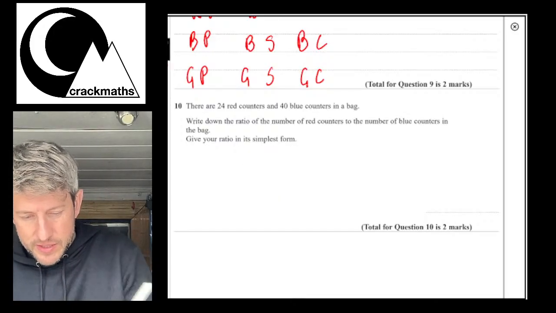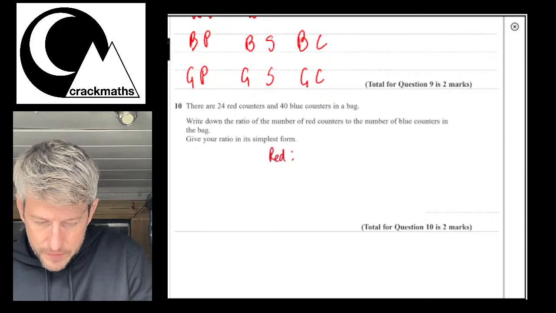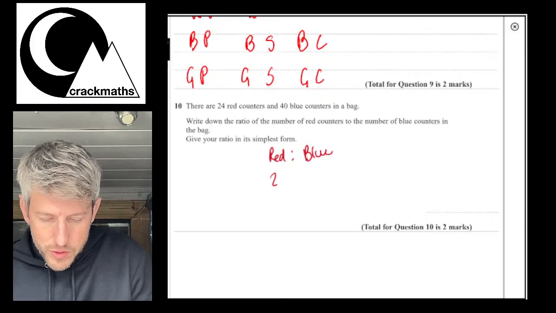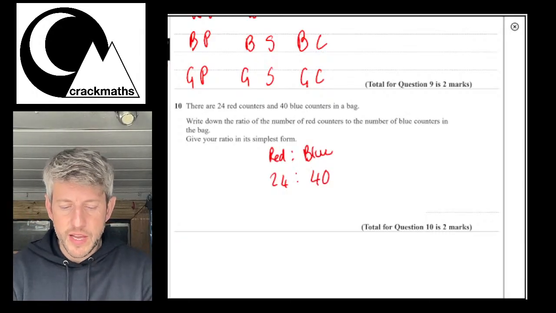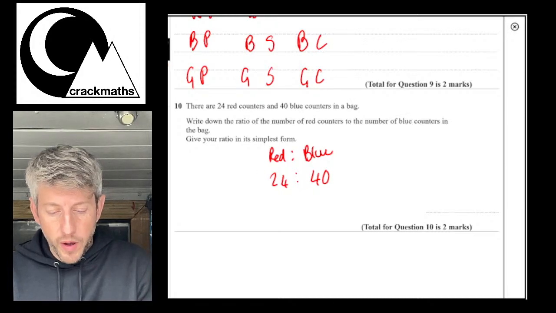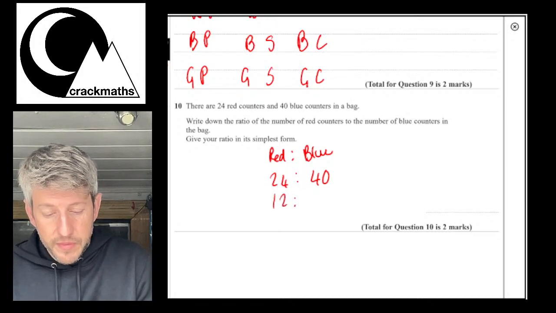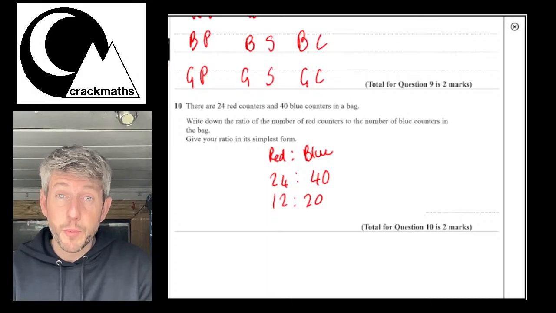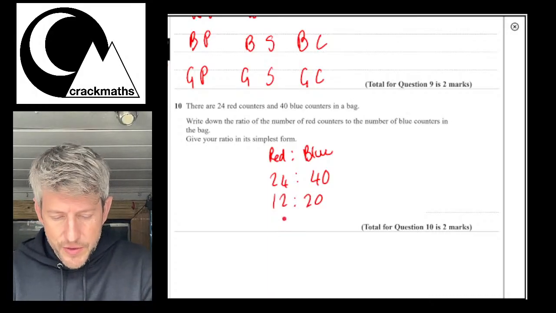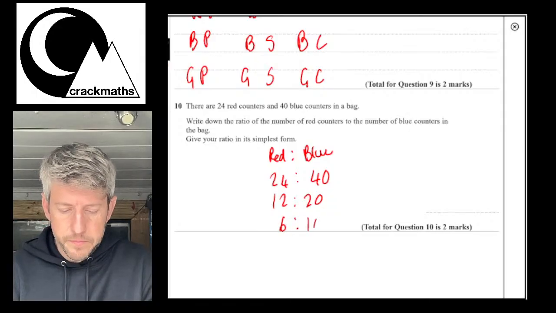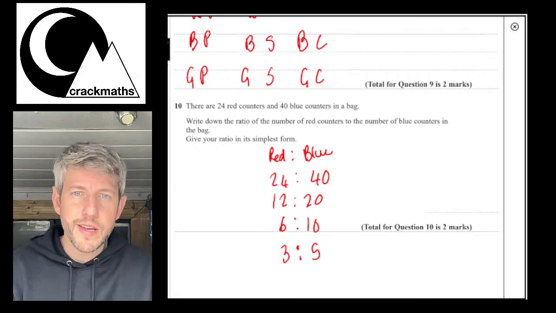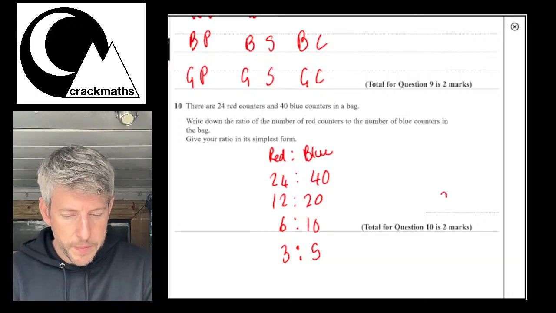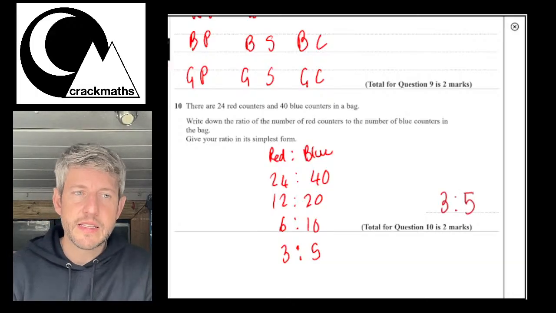So let me just do that again. We've got red to blue, so we've got 24 to 40. Okay, and then we can simplify this down. These are both divisible by 2, so this can be 12 to 20. Both divisible by 2 again. Remember, you've got your calculator for this if you need to. So you could do 6 to 10. Both divisible by 2 again, and this becomes 3 to 5. And there we go. We can't simplify those anymore. So I'm going to write down 3 to 5 as my ratio in its simplest form.